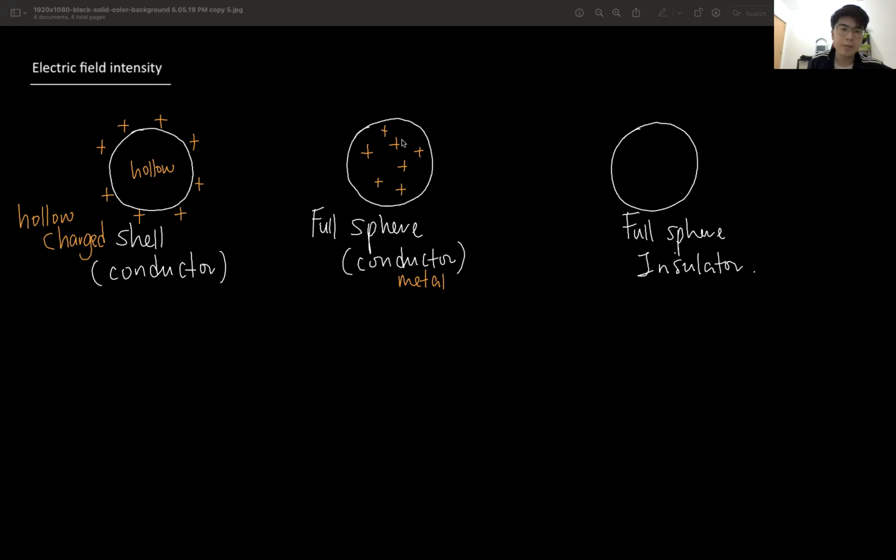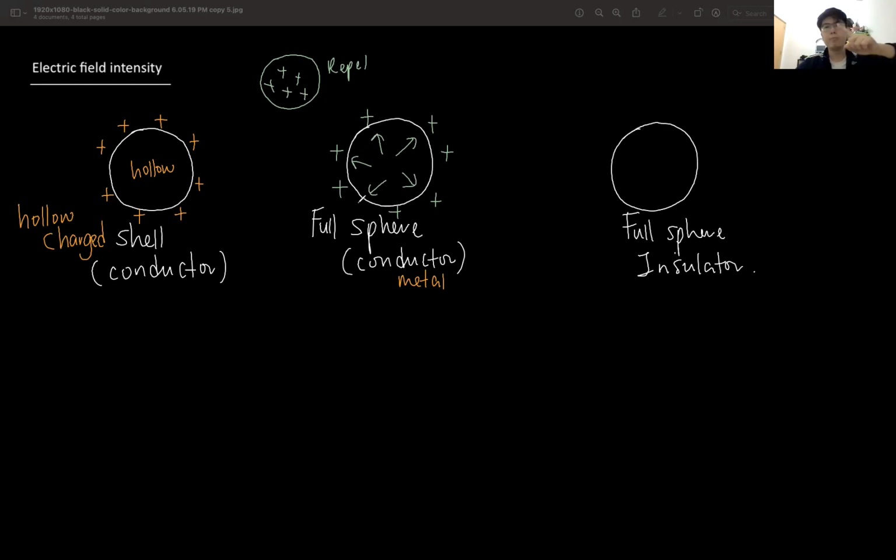Okay, they stay at the surface. So all these charges, they repel one another, they move outward. And as a result, you get the charge on the surface as well, which is the same result as the first one. Let me draw it here. This is initial. All this repel and they go outward, leaving again no charge at the middle. This is a full sphere conductor metal.